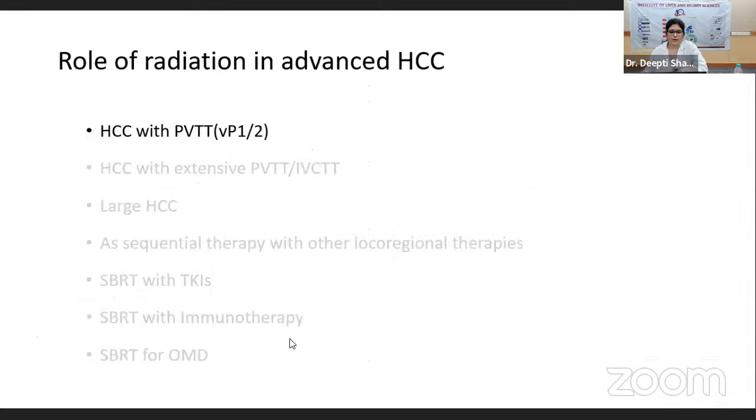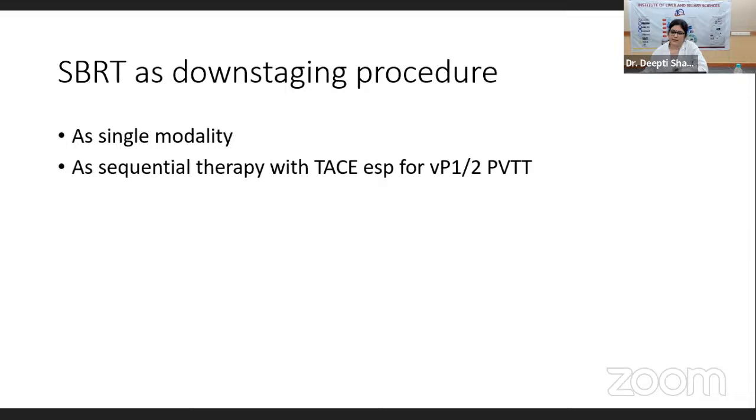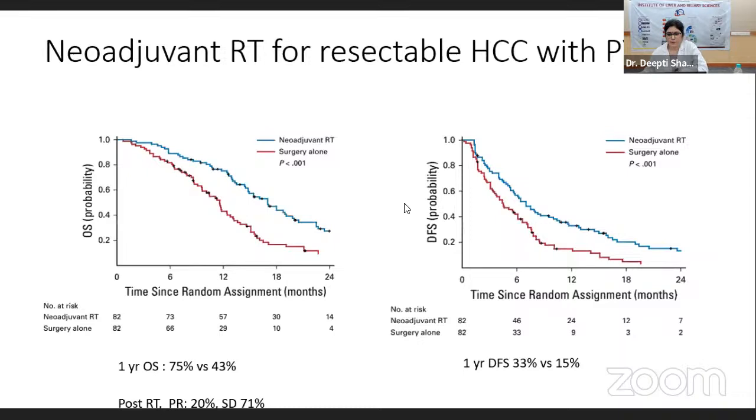So, HCC with portal vein tumor thrombosis, VP1 and VP2. In this, radiation therapy can be used as a downstream procedure, either as a single modality or as a sequential therapy with TACE or TARE, especially for VP1 and 2. In this trial, which was published in JCO 2019, neoadjuvant radiation therapy was used. Post-radiation therapy, there was a partial response of 20% and stable disease in 70% of the patients. And we can easily see that the overall survival and disease-free survival were better in the patients who received neoadjuvant radiation therapy as compared to upfront surgery.